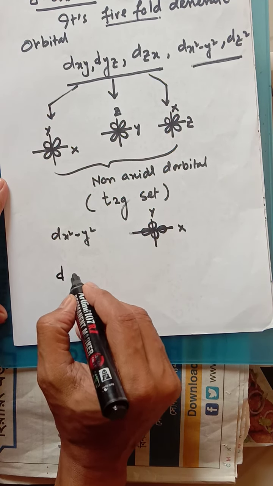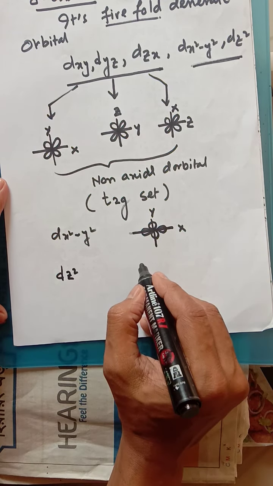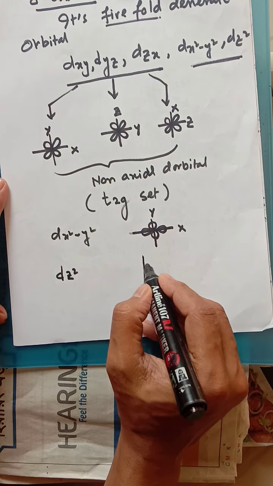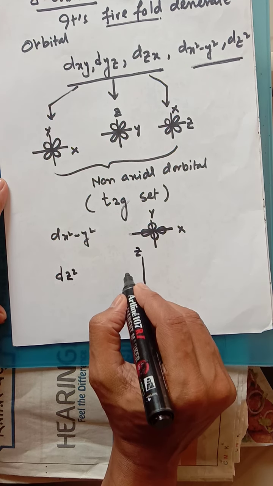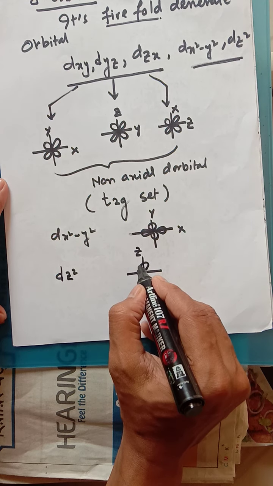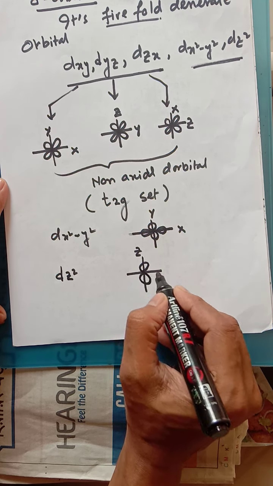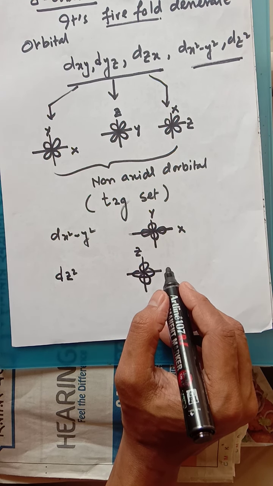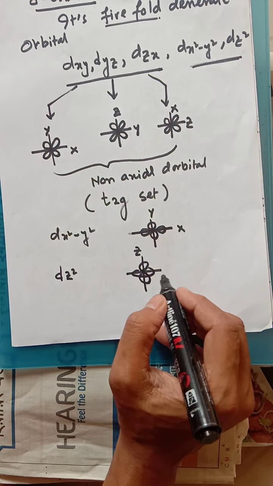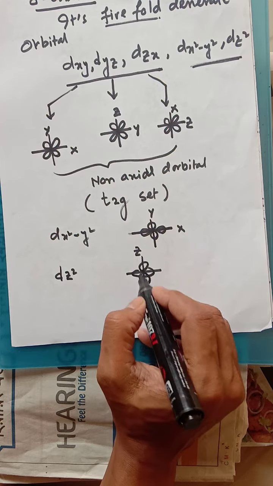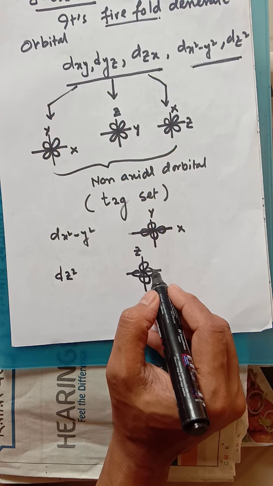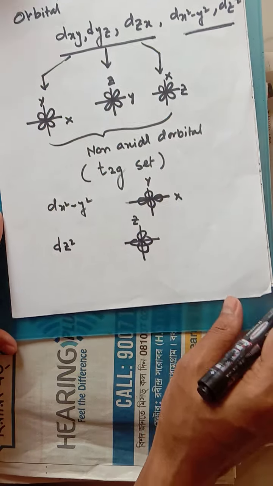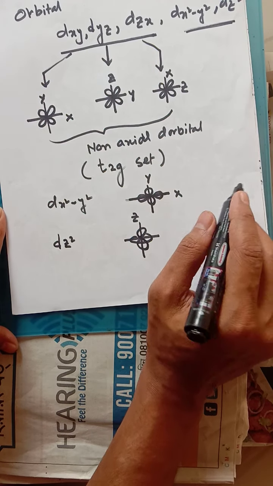And dz square, the last one, is along the z-axis and axial. It will be like this. That means the orientation will be like this, with the lobes along the z-axis and a circle around the middle. So it is dz square. We have to remember that also.